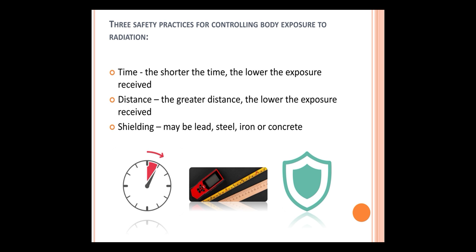Three safety practices for controlling body exposure to radiation. Time. The shorter the time, the lower the exposure received. Distance. The greater the distance, the lower the exposure received. Shielding. It may be lead, steel, iron, or concrete.